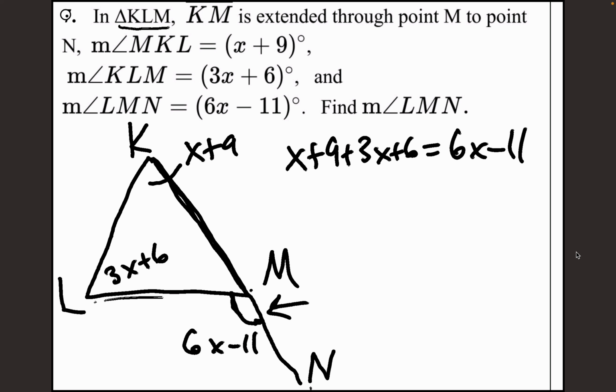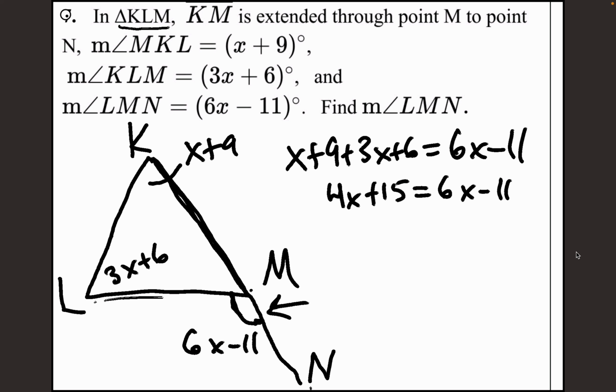Let's combine our like terms on the left side first. So what's x plus 3x? 4x. There you go. Thank you, Weston. 9 plus 6? Follow along. I'm writing this down.